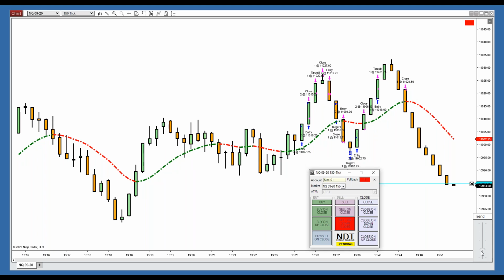Now there's the order submitted. There's no execution. You need the pullback to execute. And it doesn't look like you're going to get it in this market the way I've got it configured. But what I'm going to do is I'm going to cheat a little bit by moving this up.